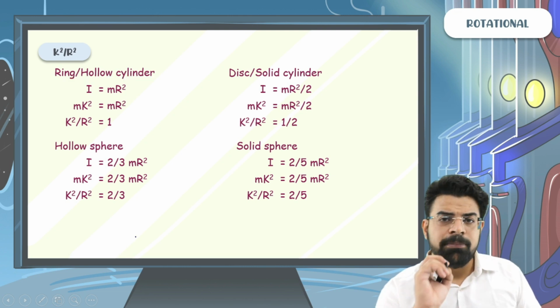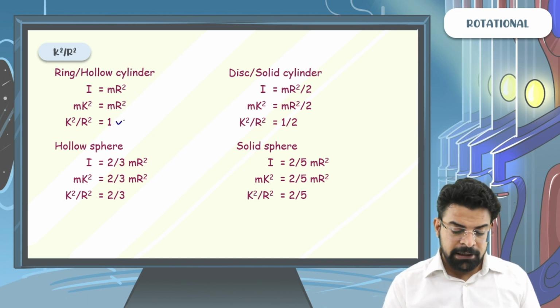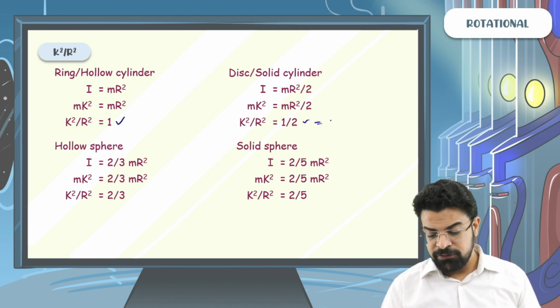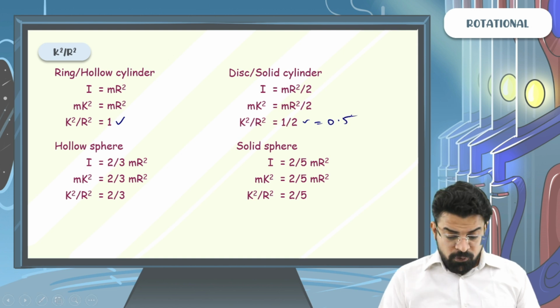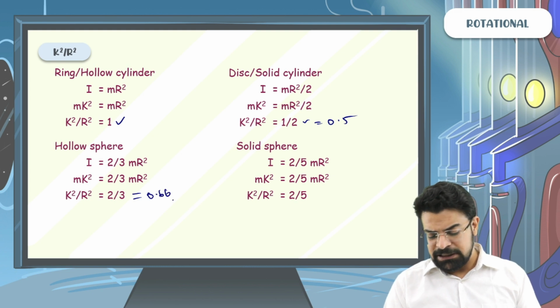So now let's compare the value of k square by r square for different bodies. For the ring, it is 1. For the disc, it is half, which is the same as 0.5. For the hollow sphere, it is 2 by 3, and 2 by 3 is 0.66666, never ending.